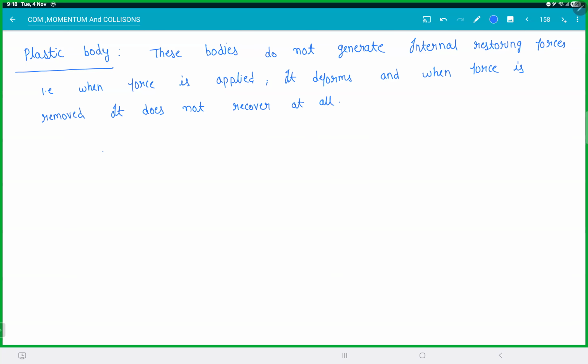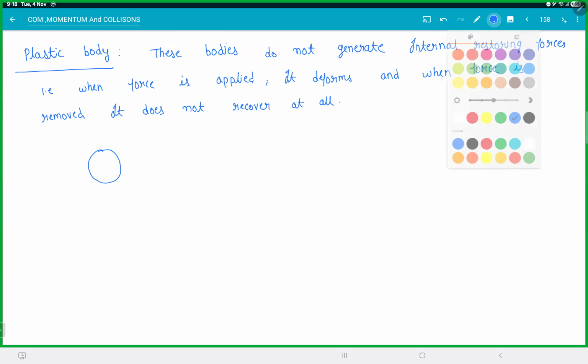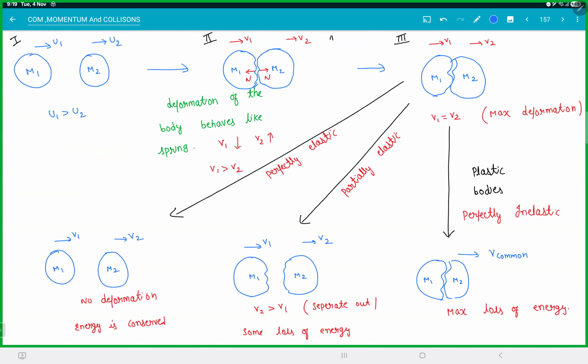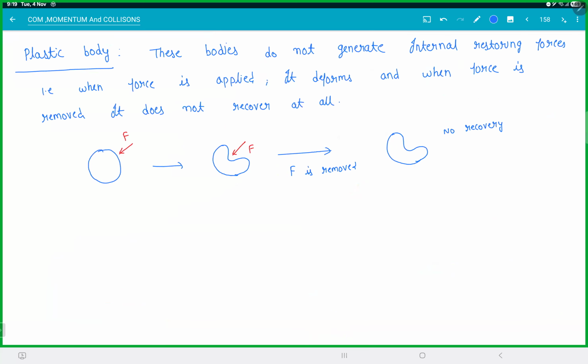So if I have to show you with a picture, let's say you have a ball, someone applies a force F, the body becomes something like this. Then you remove the force. The body still remains the same. There is no recovery at all. These are plastic bodies. So if the bodies are plastic, this is what will happen. They will get stuck together and they'll go together as one part.